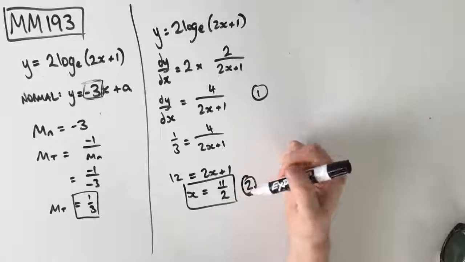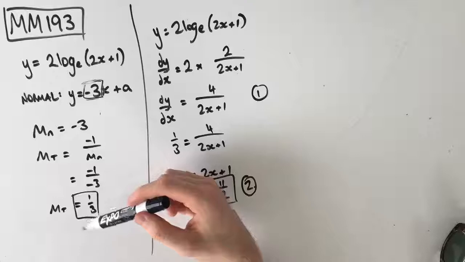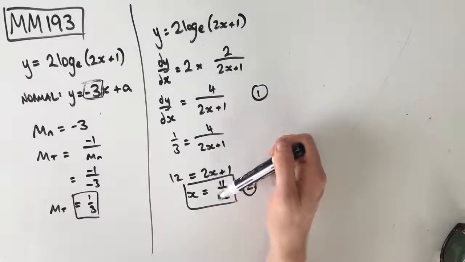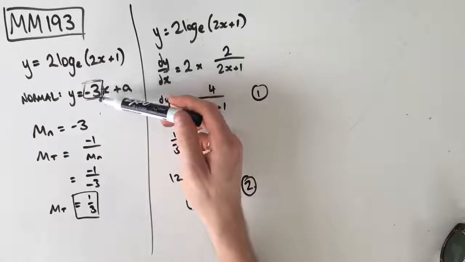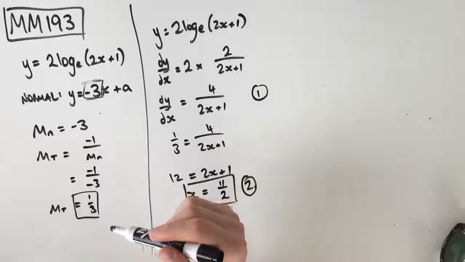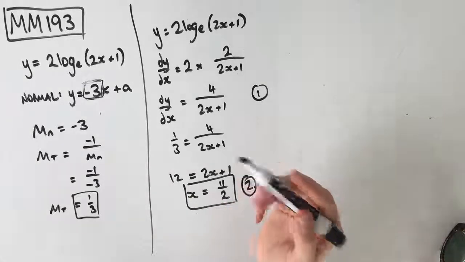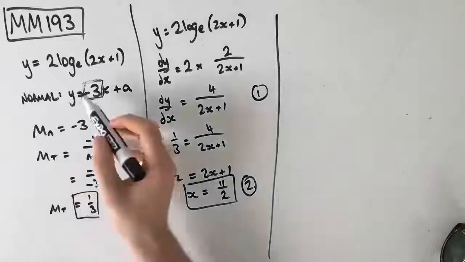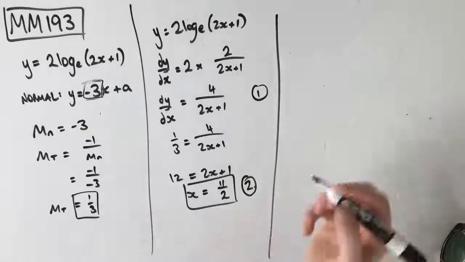So what we've just found is the x value at the point where our tangent is 1 on 3, which means that this is the x value at the point where our normal has a gradient of negative 3. So from here, we then can find our y value. We know that the x value is 11 on 2, and we need to find this y value so that we can find our a value.